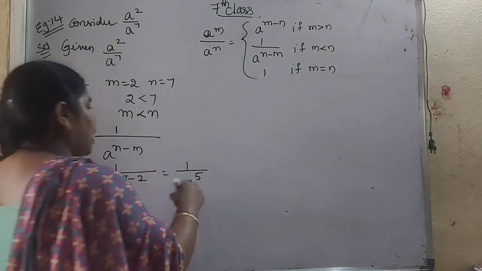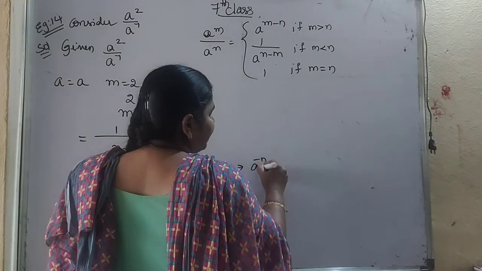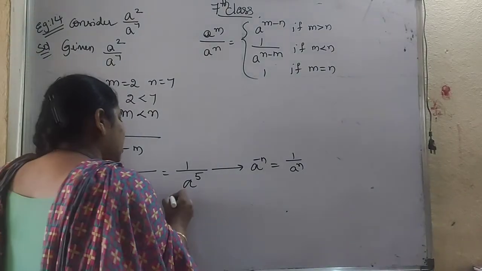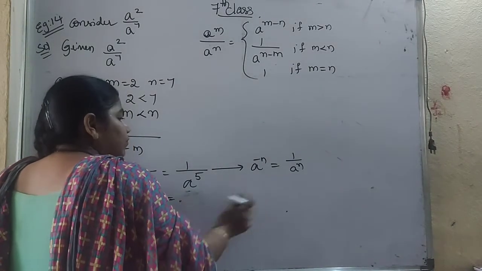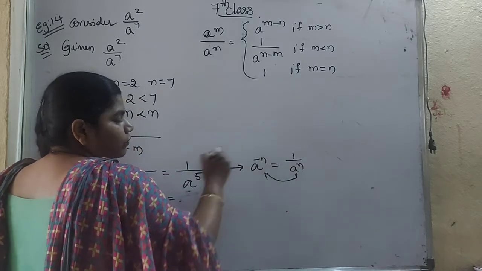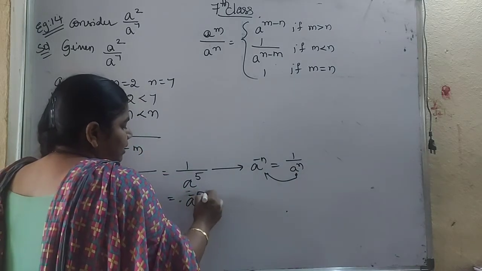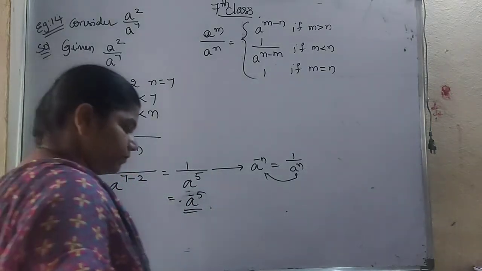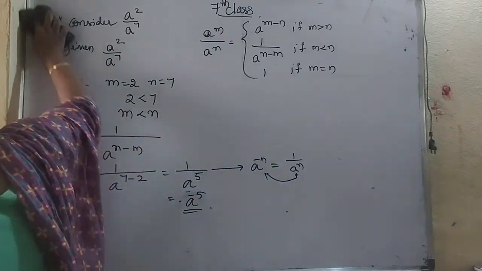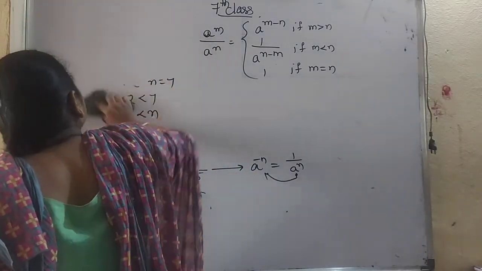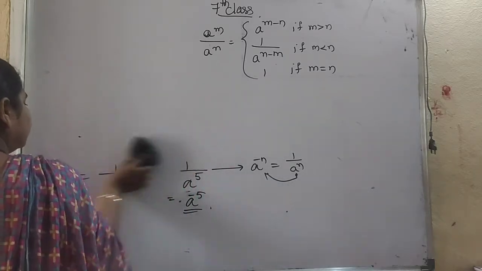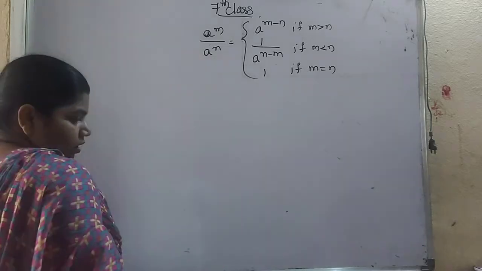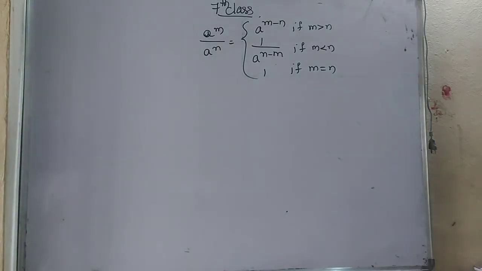Again, we can convert this using a power minus n is equal to 1 by a power n. So how do we write this now? They have given it in this form, and we have to convert to this form. That is, a power minus 5 is our answer. So this is example number 14. Next is example number 15.